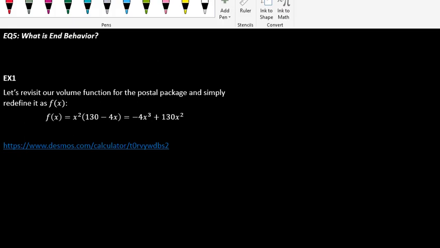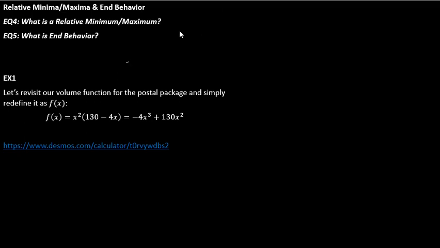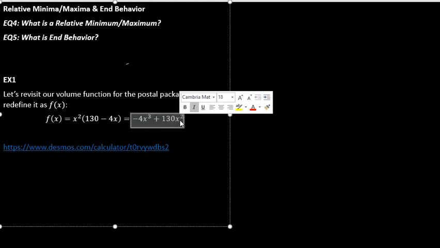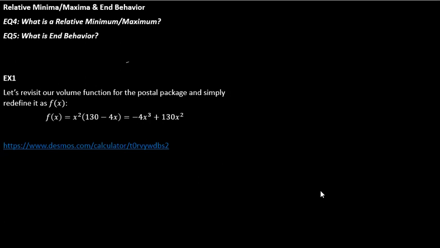Okay, so coming back to the rest of the lesson. So let's go ahead and answer EQs 4 and 5. So what is a relative minimum or maximum, and what is end behavior? So before we get into that, let's revisit what we were just talking about. So let's revisit this graph here, and I'm going to go ahead and copy and paste something real quick. Be a little faster for me.